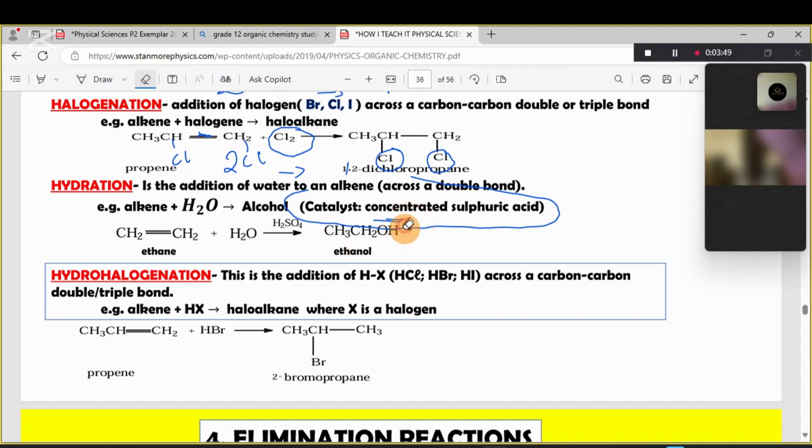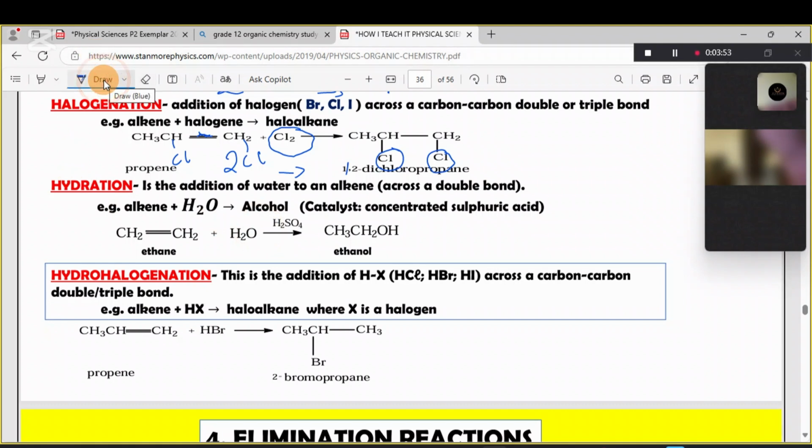That's why in an addition reaction for hydration, we use a concentrated sulfuric acid. So when you actually write this reaction, it has to have that H2SO4. It's hydration. You're adding water in this case.